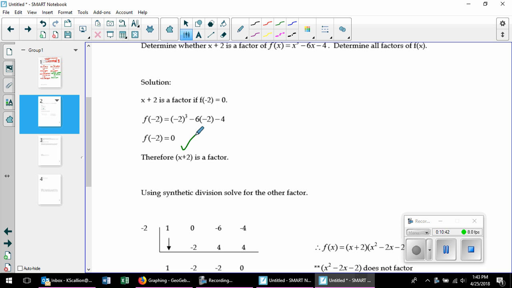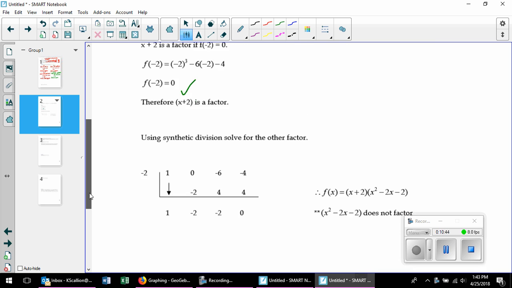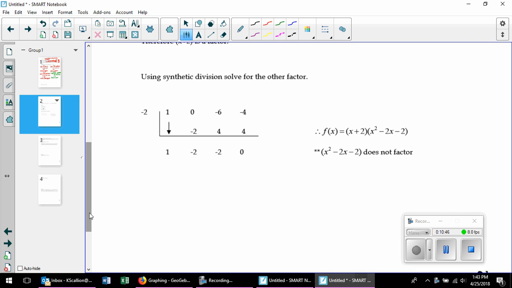Once I know it's a factor, then I can do synthetic division. Now here's the deal. When you do synthetic division, you need to get a remainder of 0. You showed the remainder is 0 up there using the remainder theorem. If you do your synthetic division and get 3 here, you've done something wrong either up there in the remainder theorem or down here in your synthetic division.